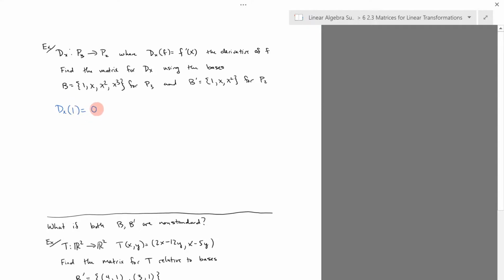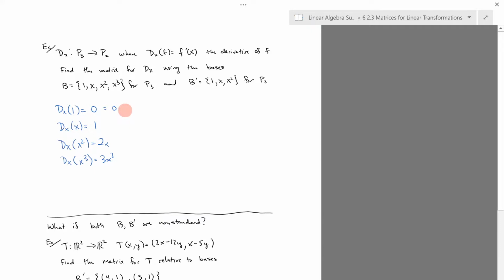So derivative of 1 is 0. Derivative of x is 1. Derivative of x squared is 2x. And derivative of x cubed is 3x squared. Okay, so now we have to write these in terms of the output basis, right? So it's just 1, x, and x squared, right?